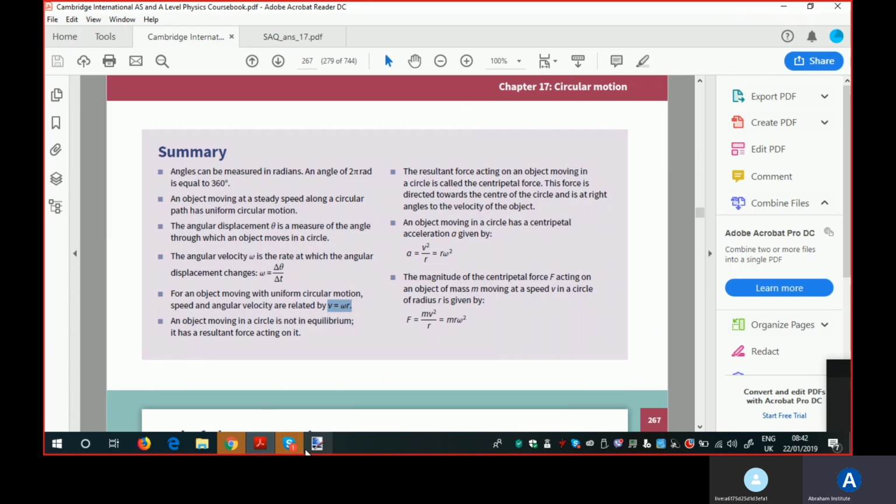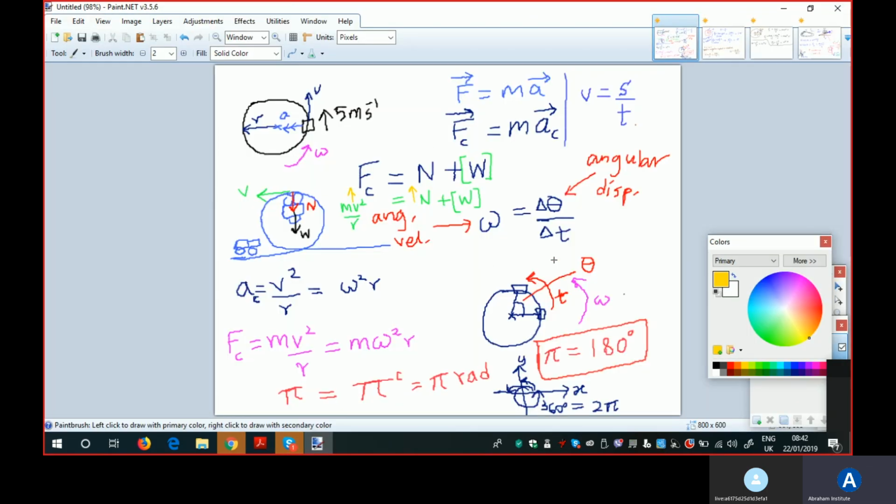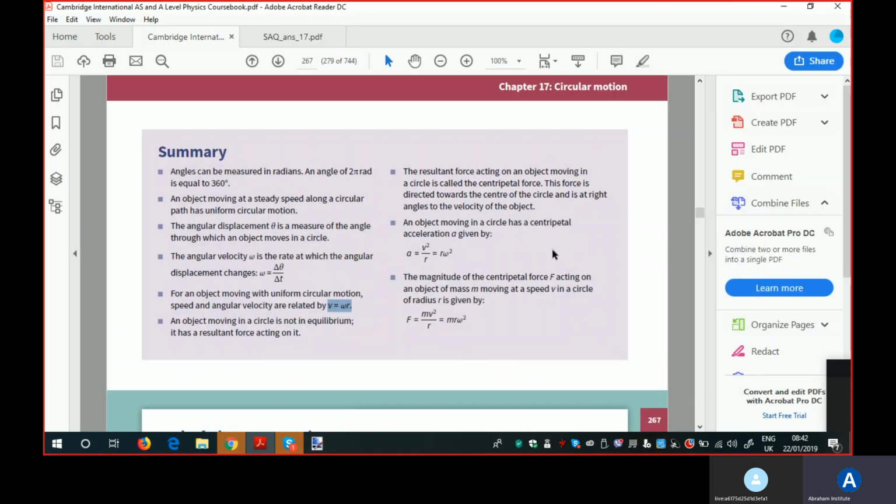So the tangential velocity and the acceleration are perpendicular to each other. You see here, this is the velocity or speed, and this is the acceleration, so they make an angle of 90 degrees. The resultant force and the acceleration are in the same direction. Then we have this equation, a equals v squared over r, and a equals omega squared r. You should remember this, and I told you how to get it using F equals ma. If we substitute for a, we get these equations for the centripetal force.